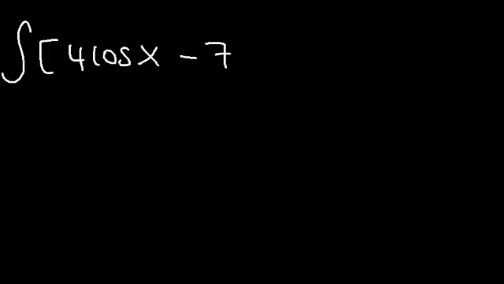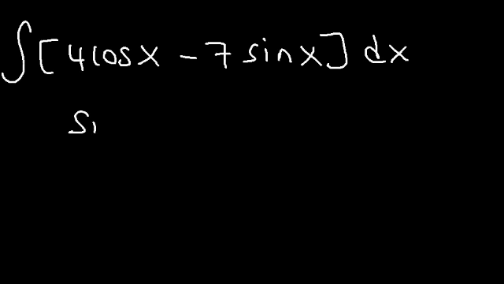So let's try some more examples. Go ahead and integrate this expression. What is the antiderivative of 4 cosine x minus 7 sine x? The antiderivative of cosine is sine, and the derivative of x is 1, so sine x over 1, or just sine. Now we do have a 4 in front, so we need to rewrite that.